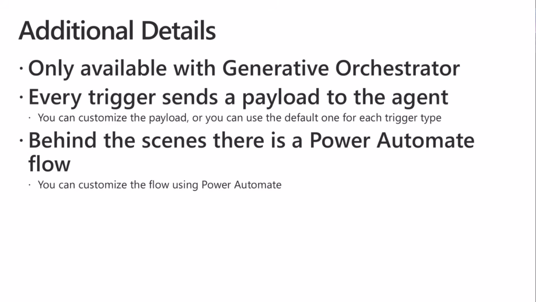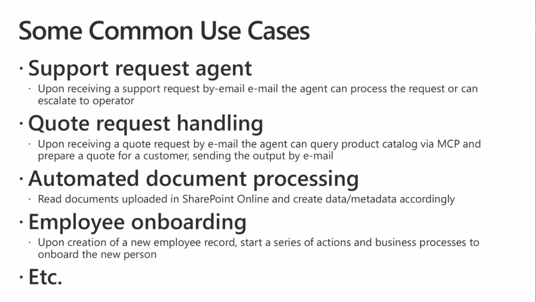Behind the scenes of your autonomous agents, you have a Power Automate flow. So, long story short, there is a triggered Power Automate flow, which will then trigger the agent in Copilot Studio and will make the magic happen. Important things to know and some common use cases before moving to the actual demo.